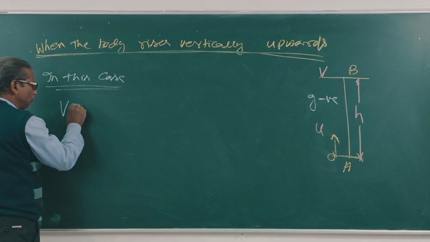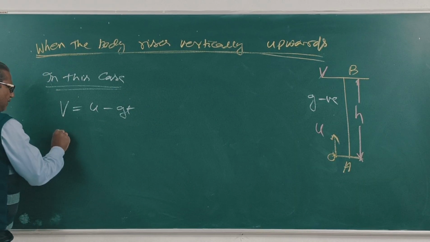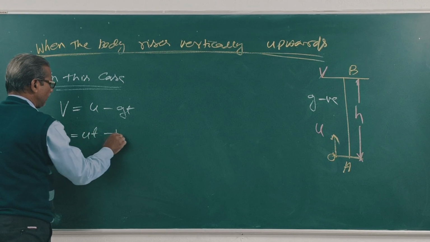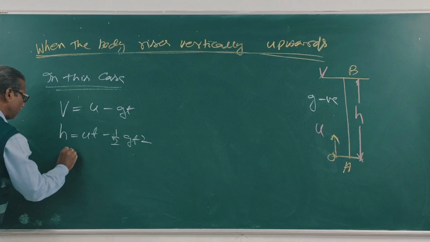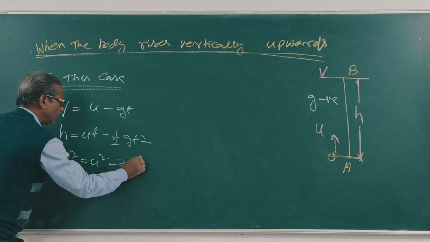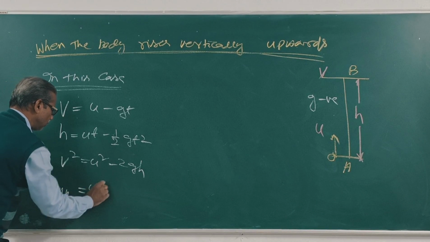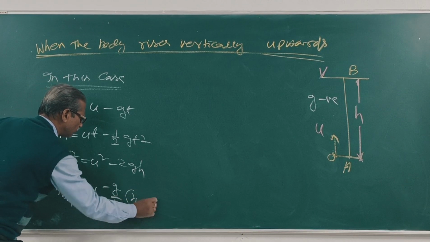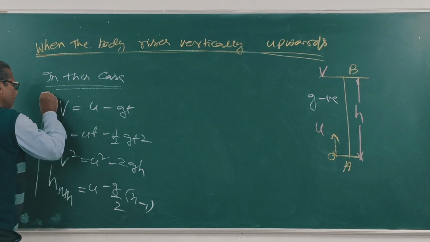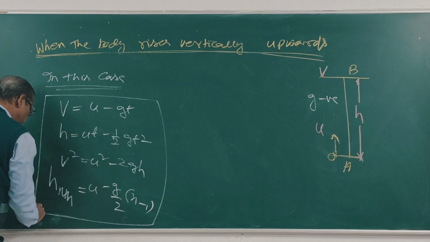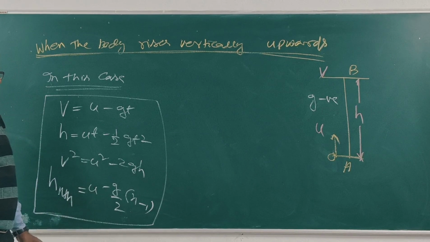v is equal to u minus gt. h is equal to ut minus half gt square. v square is equal to u square minus 2gh. h nth is equal to u minus g by 2 into 2n minus 1. This is the equation of motion when the body rises upwards.